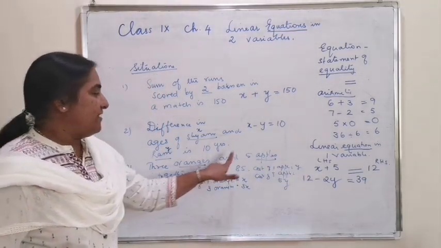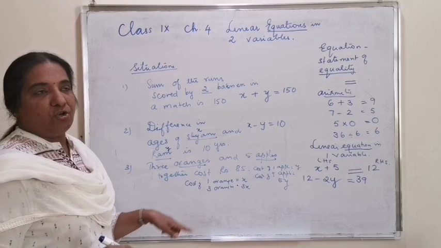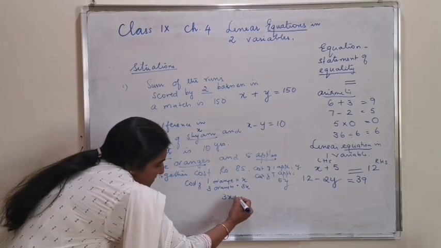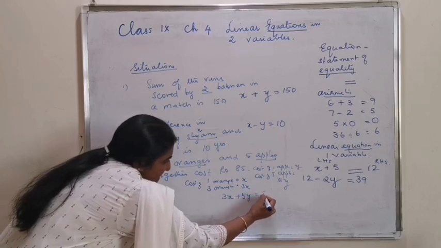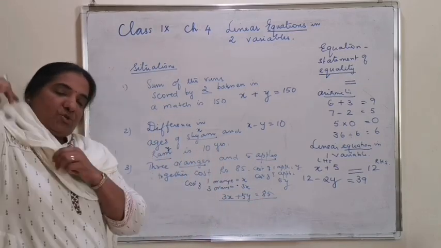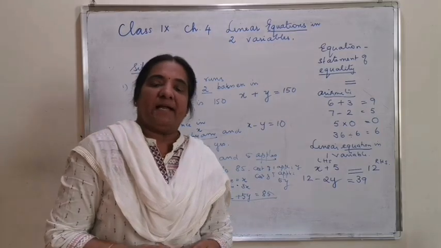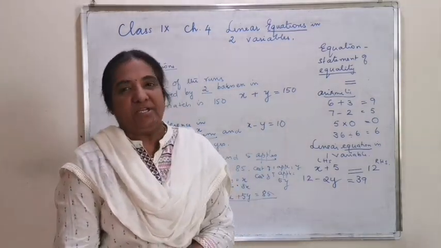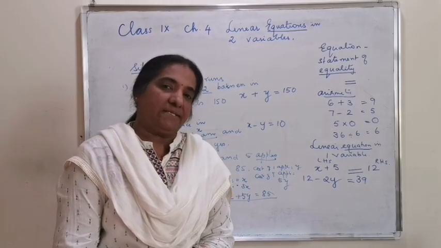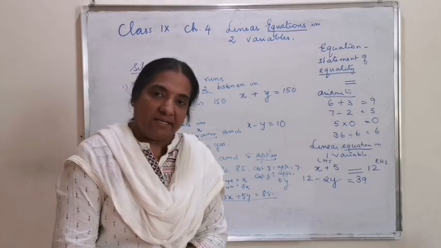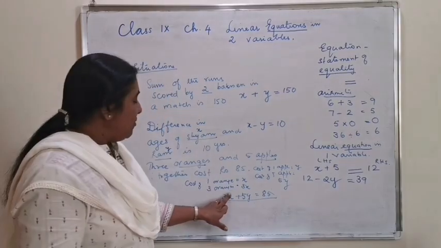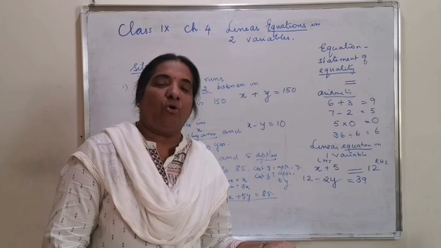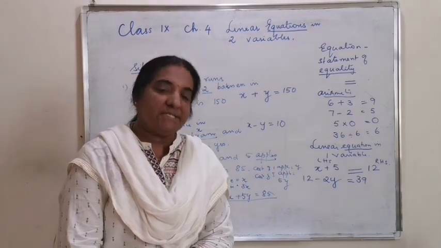3 oranges and 5 apples together cost 85. So what will be the equation? 3x plus 5y is equal to 85. So when situations arise like this, we have to form linear equations in 2 variables. And why are these equations linear? Because the power of the variable is 1, or the degree of the equation is 1.